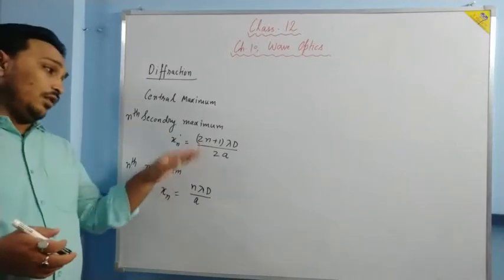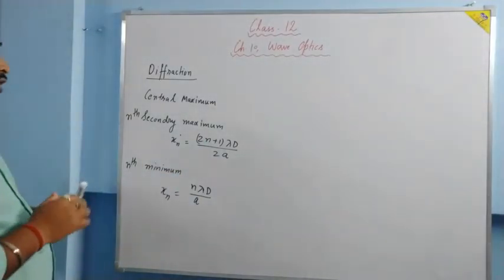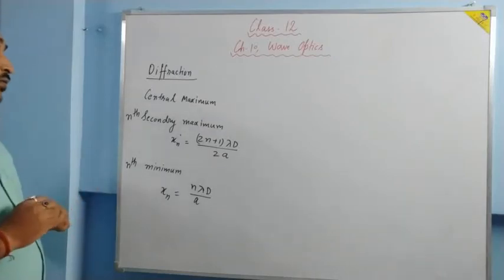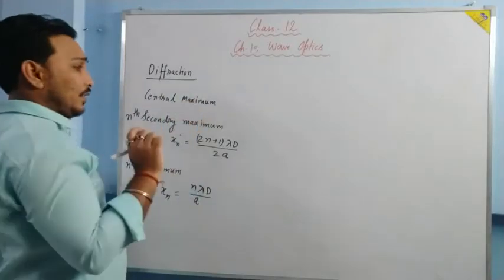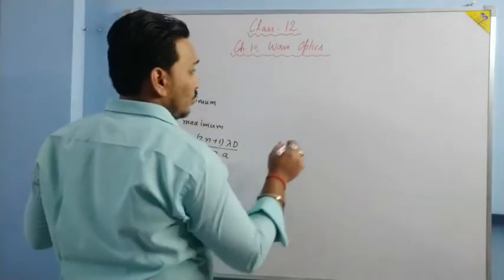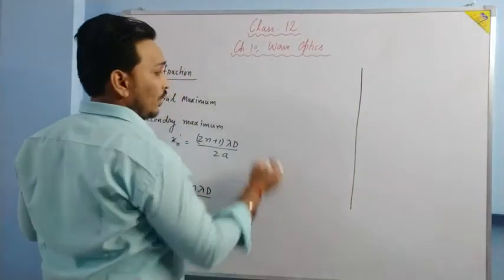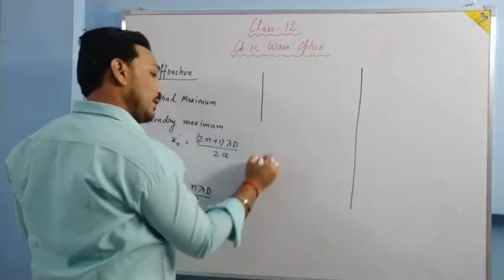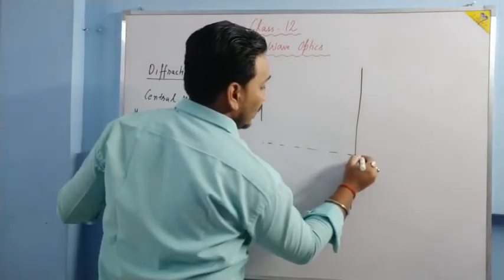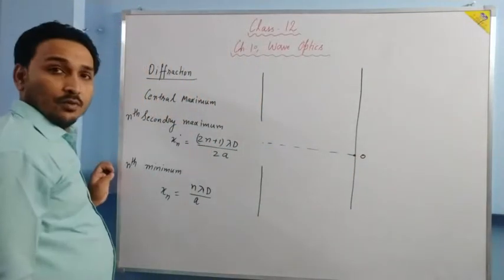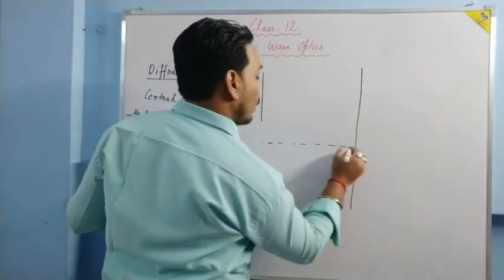Now, keeping these things in mind, we'll try to understand where the first maximum and second maximum will be formed. Just see, at the center, the central maximum will be there. So suppose this is your screen, this is your slit, and this is the center point O.